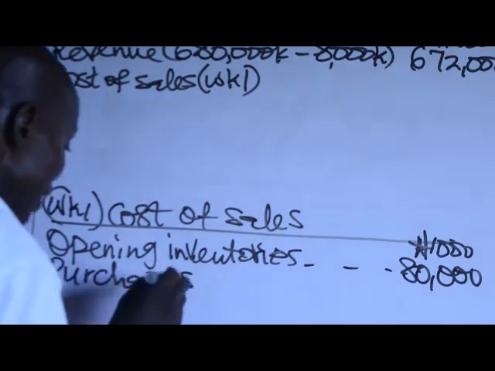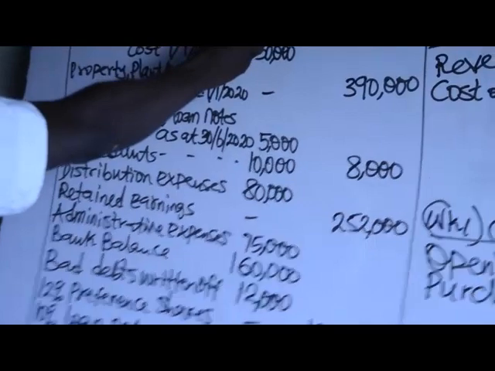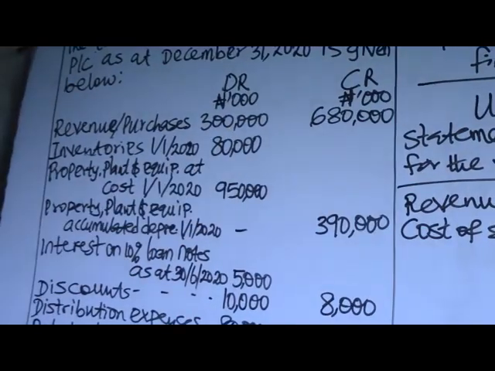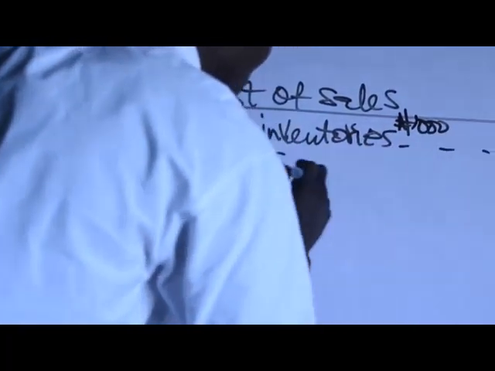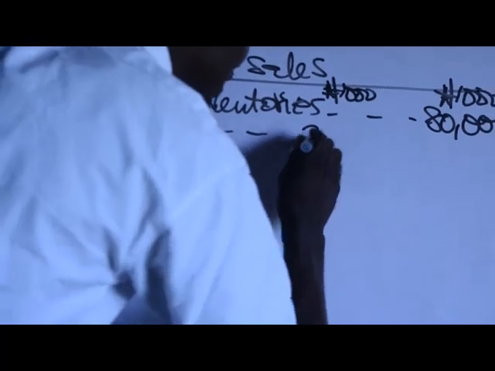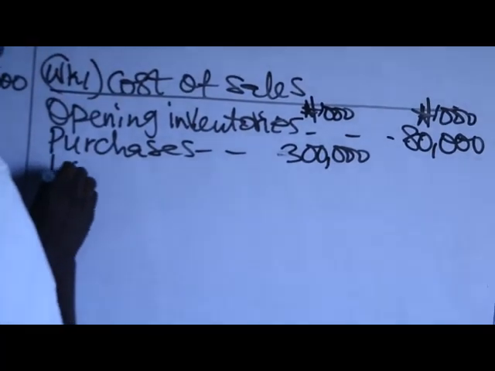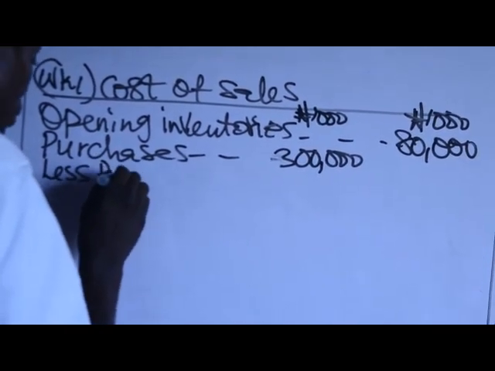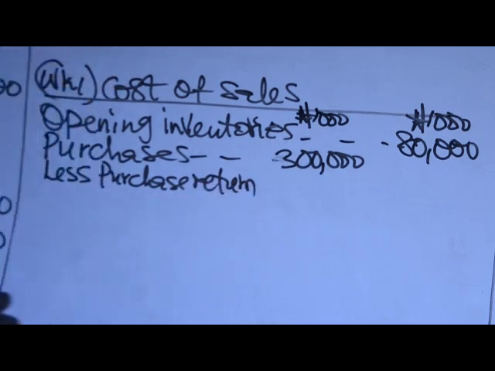After inventory, the next thing is purchases. If you go back to the trial balance, you see the purchases of 300,000 naira. 300,000 naira, that is our purchases figure. So, if you put 300,000 as your purchases, then from purchases you less the purchase return, that is the return outward.